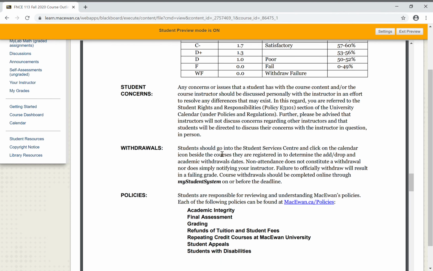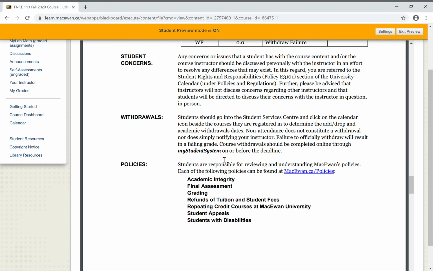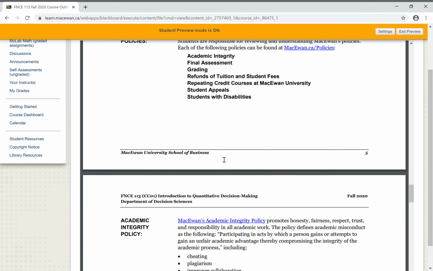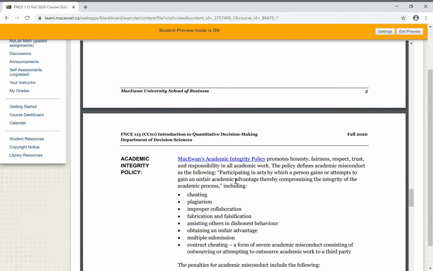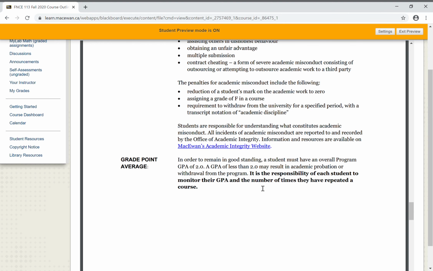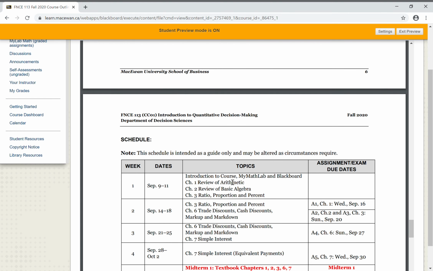Okay, then some of the usual policies, including of course the academic integrity. So basically it's saying that you should not cheat or use material from online for assignments that are due. Okay, so now let's talk about the schedule.